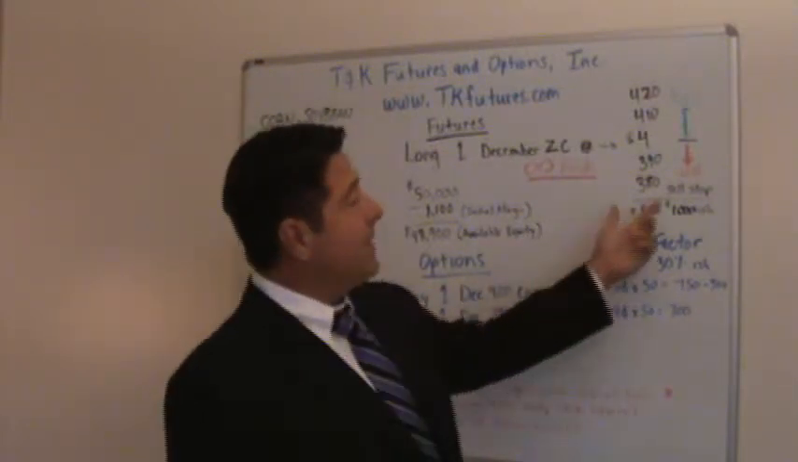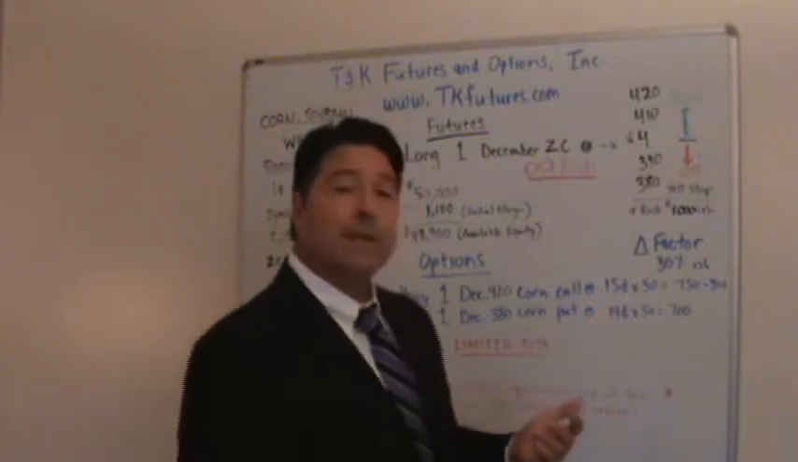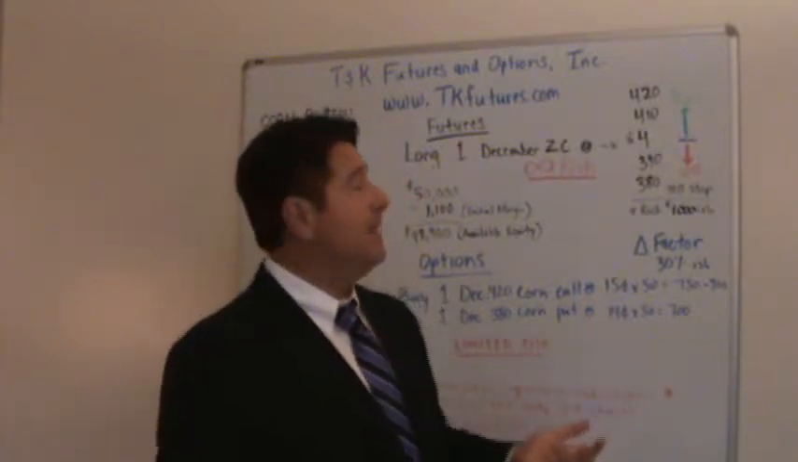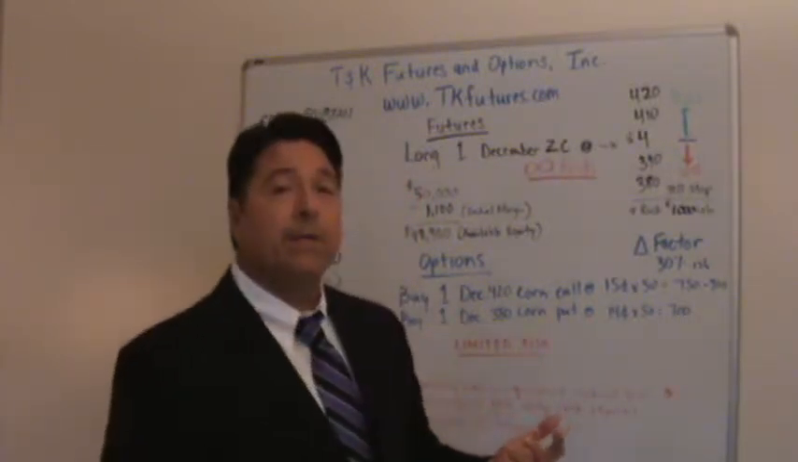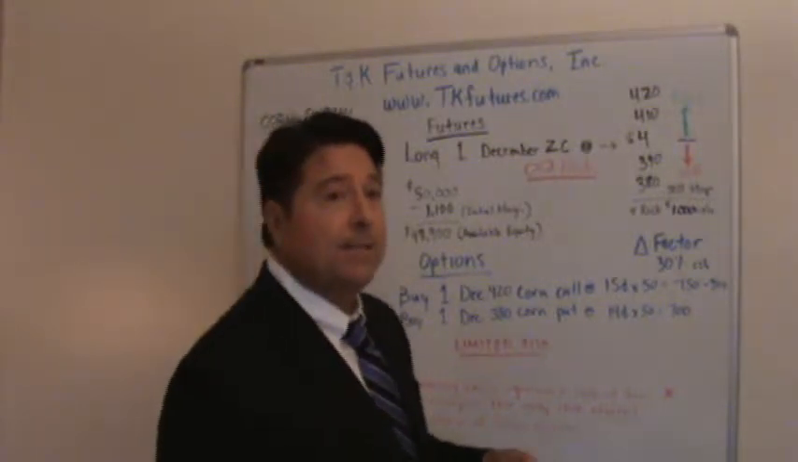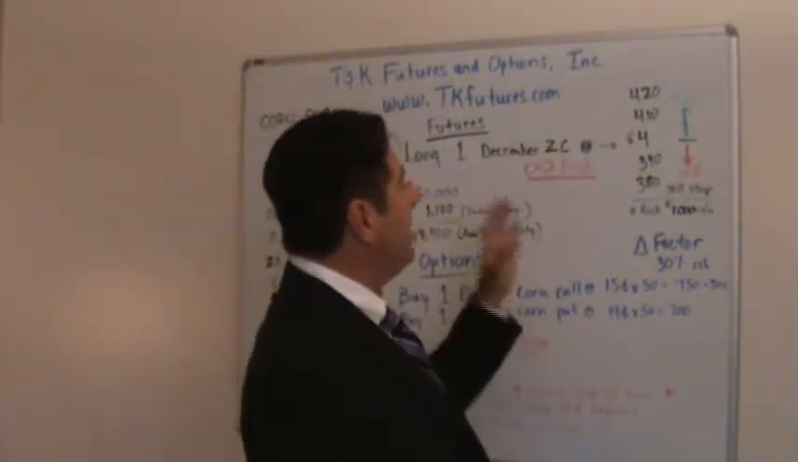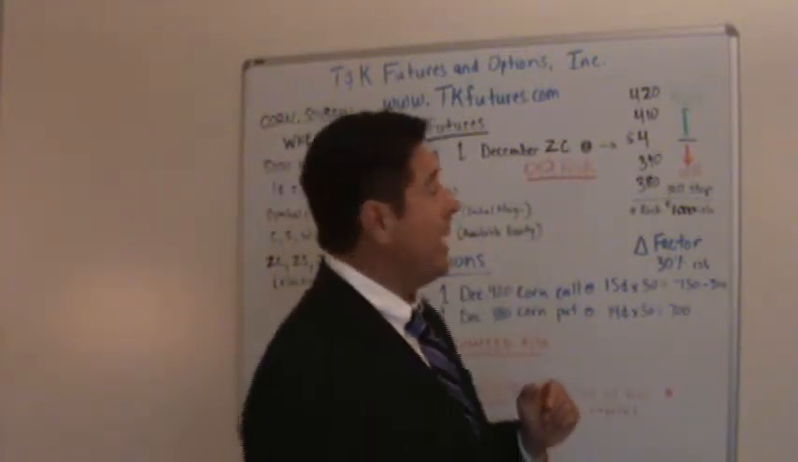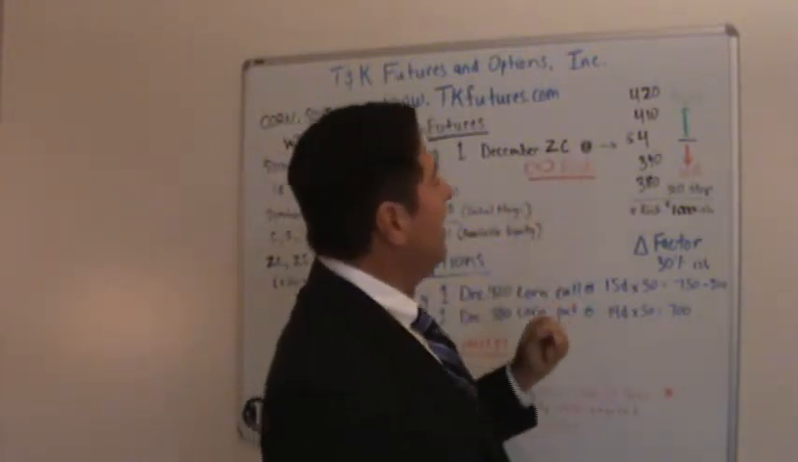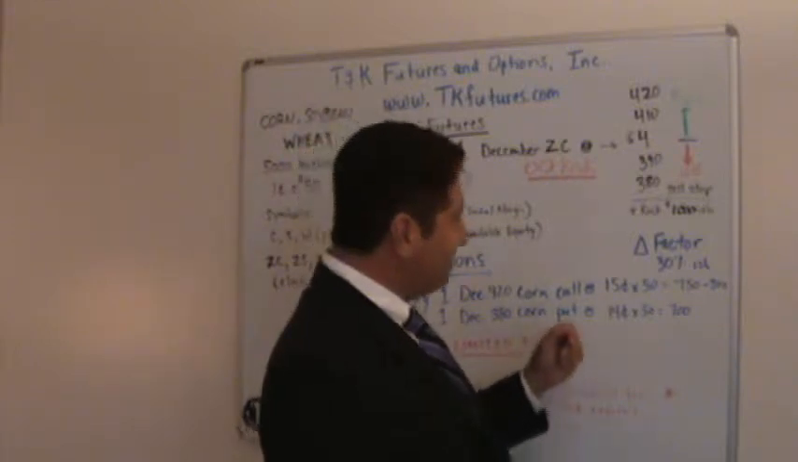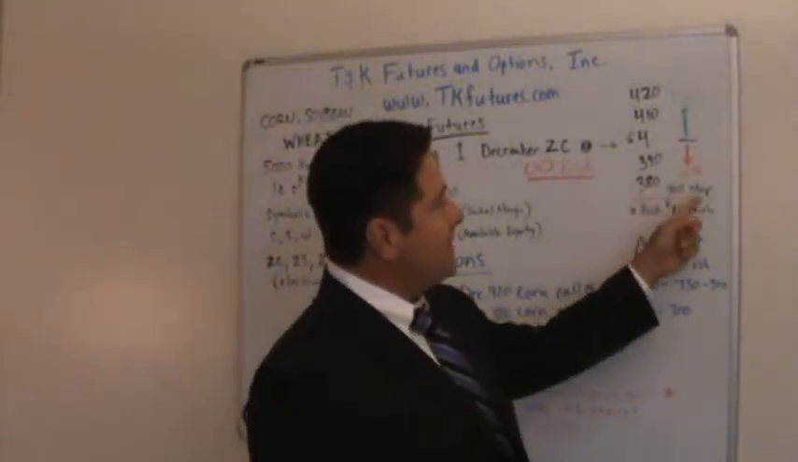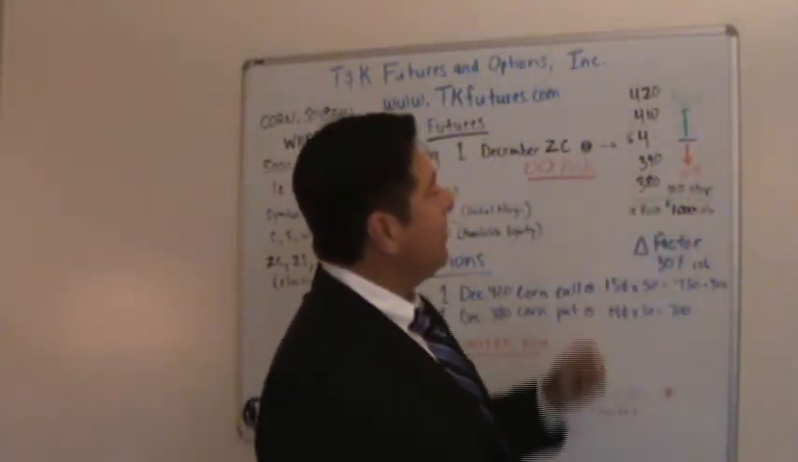Quite simply, a stop order is, in my opinion, the best way to try to manage your risk. Let's say, for instance, that on this particular trade you wanted to risk $1,000. Well, you went long at $4. You would put a sell stop in at 380.